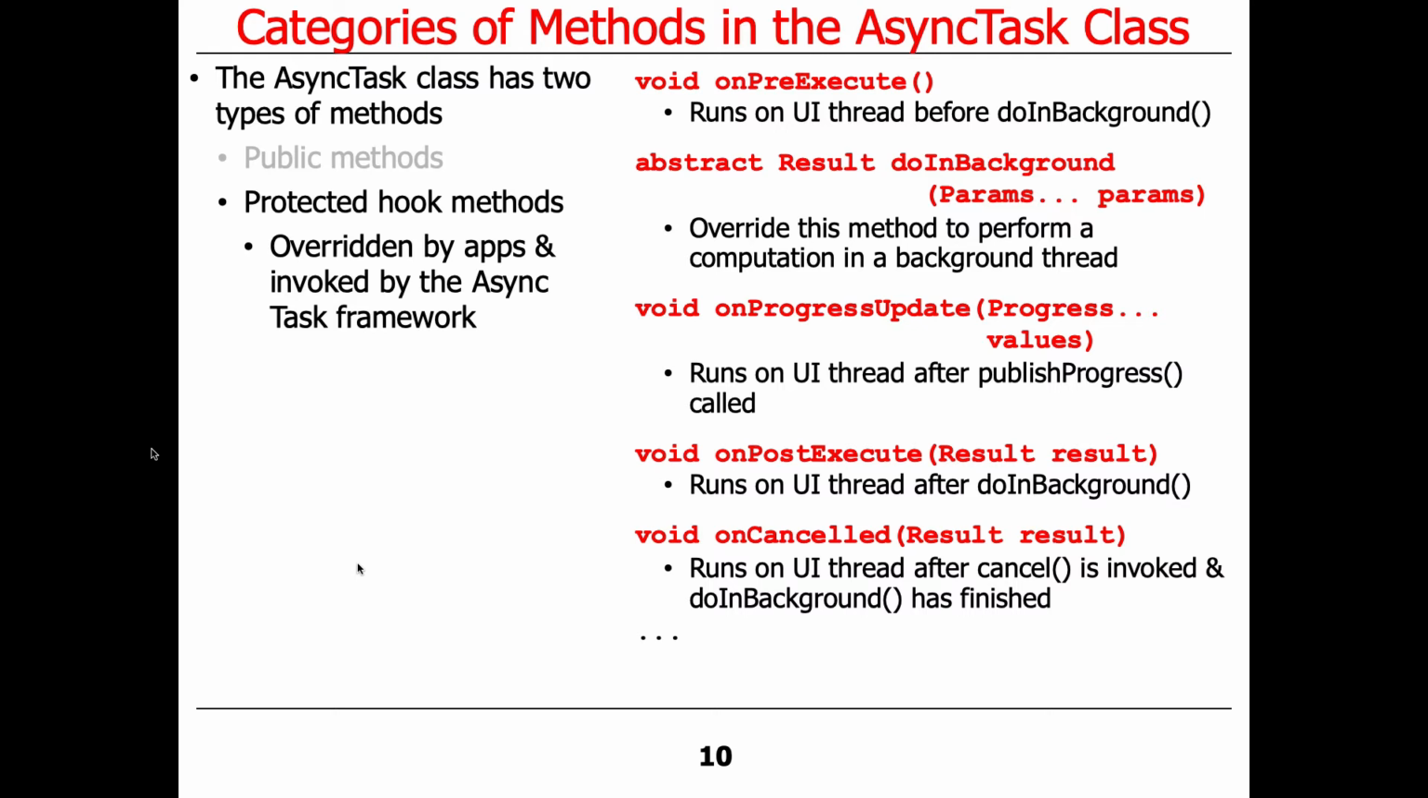Likewise, if the task is canceled, then the onCancelled method will be called back instead of onPostExecute. So this occurs when cancellation takes place. That's also a way to inform the user that the download was canceled, right? And that'll take place in the user interface thread. So these are the hook methods. And if you recall the template method pattern, you can think about this stuff in the context of the template method pattern.